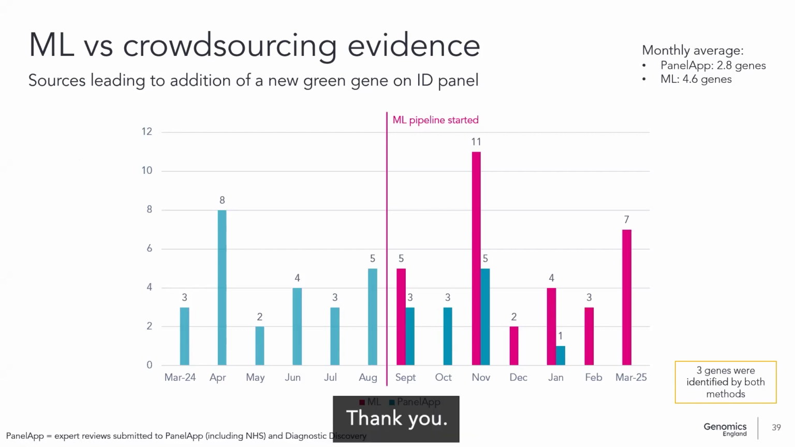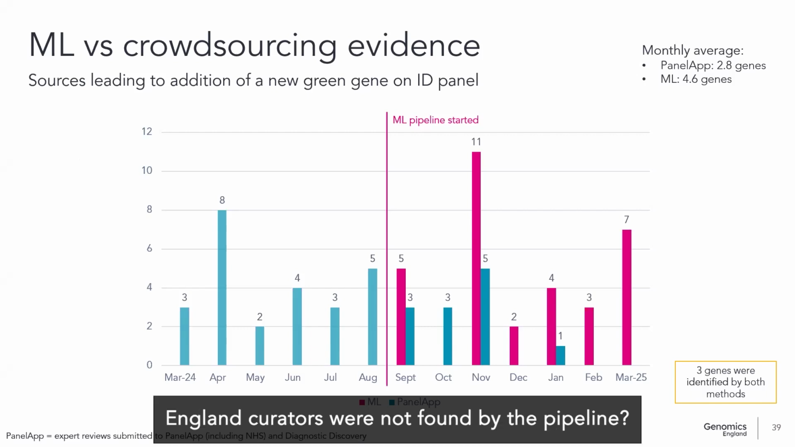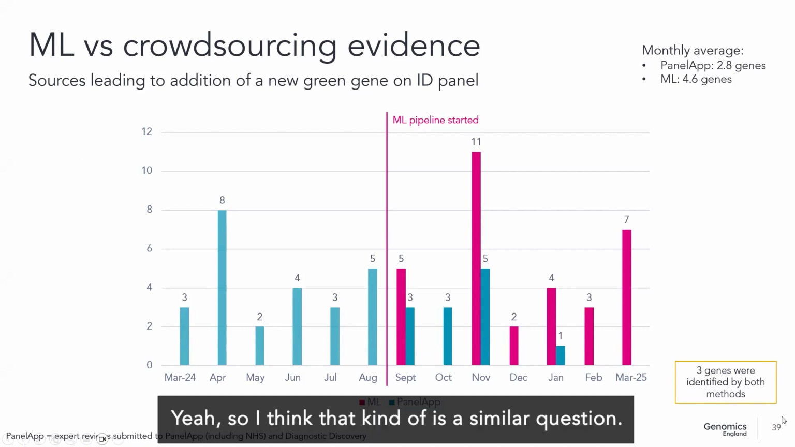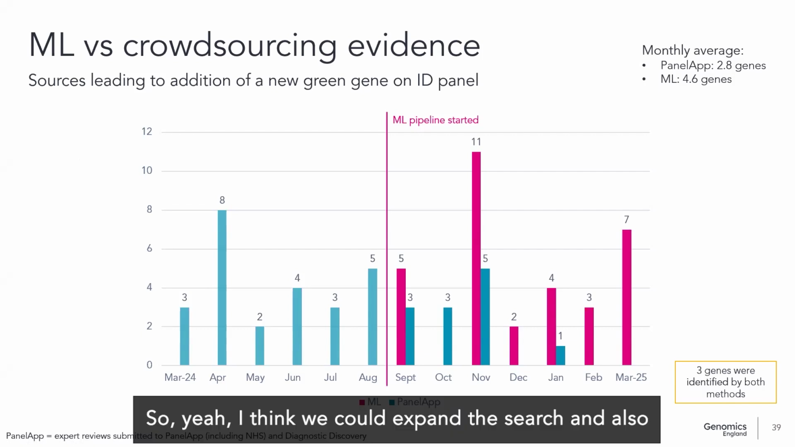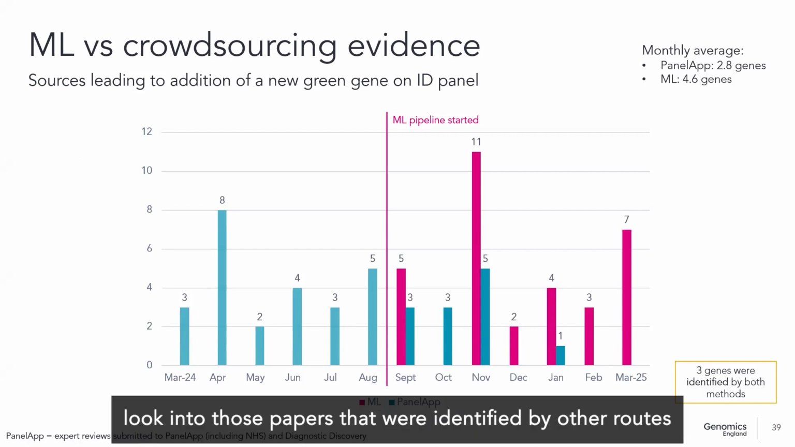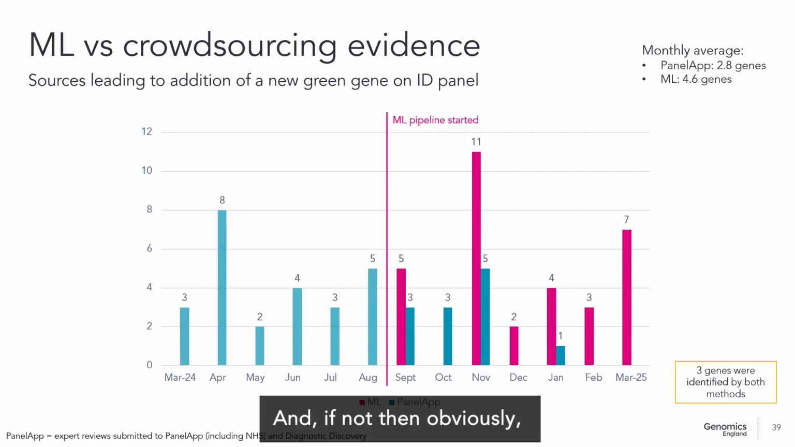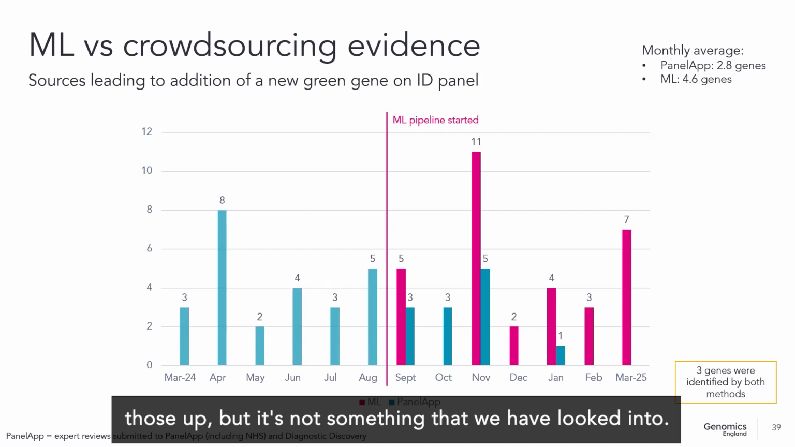Thank you. Maybe the last question by Mike. Do you know why the genes found by Genomics England curators were not found by the pipeline? And can the pipeline be refined so that the genes concerned will be found next time? Yeah, so I think that is a similar question. We could expand the search and also look into those papers that were identified by other routes and see if our assumptions can be confirmed. And if not, then obviously we would want to look into why the pipeline didn't pick those up, but it's not something that we have looked into.